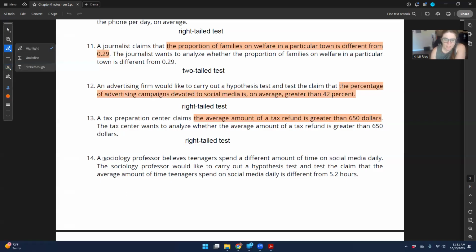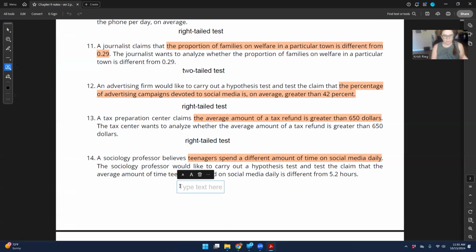Okay, last but not least, a sociology professor believes, okay, we have a different word besides claims, believes, teenagers spend a different amount of time on social media daily. Okay, so you'll notice that sometimes the wording is a little awkward. You know, the amount of time is different than 5.2 hours, but it's the "different" that we're looking for, because the different tells us not equal, which leads us to a two-tailed test.